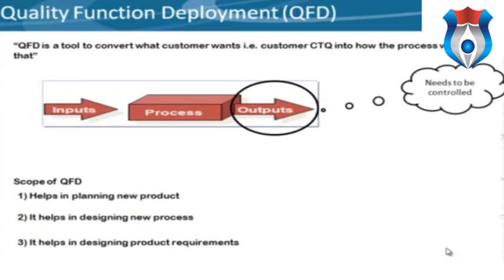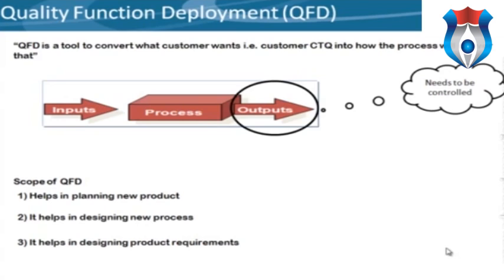We'll see an example, but now let's try to understand the scope of quality function deployment. Where can we use it? Quality function deployment is a process designing tool. You can use it whenever you are designing a new process or changing a process. So you can use it to design a product, when you are changing a product, making a completely new product, or adding certain features.